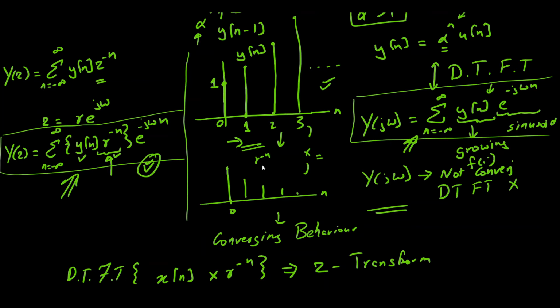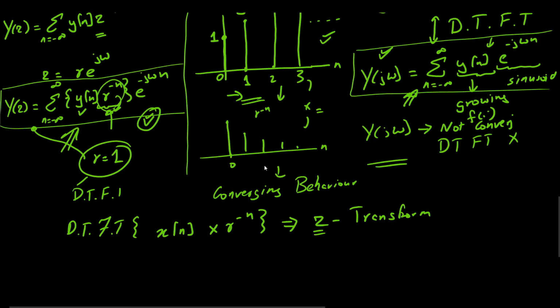Or in other words, if you set r equal to 1, this expression would converge to the discrete time Fourier transform. That is, if you set r equal to 1, this whole thing would become 1 and you will fall back to the discrete time Fourier transform.